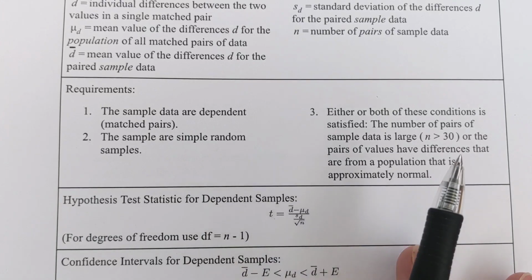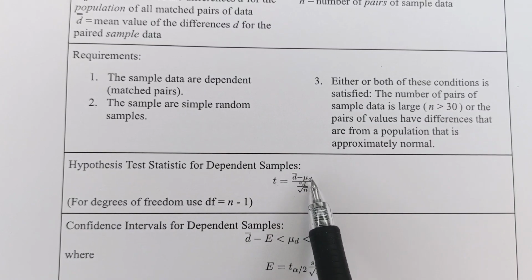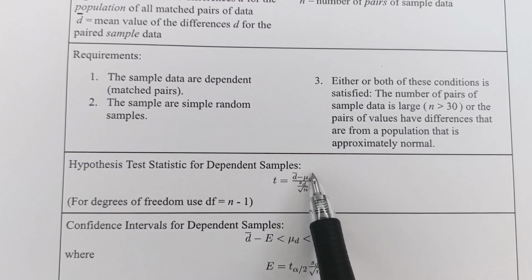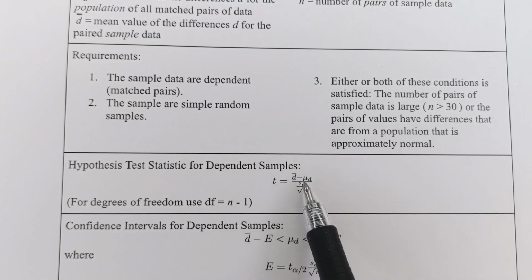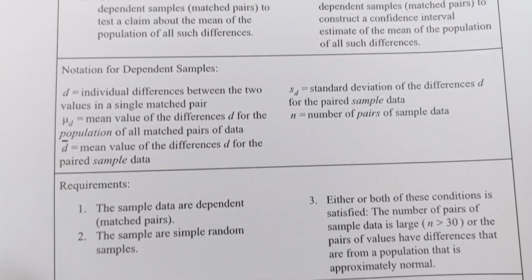So once again, we're using the t statistic. d bar is the mean value of all the differences. Mu d is the mean value of the differences. We're probably going to assume that this is 0, because we're going to assume that the populations have the same differences. And then here's our lovely confidence interval formula.